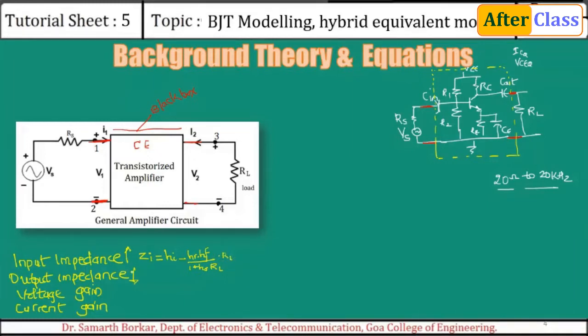Now see, if I want to calculate the input impedance of the circuit, of the amplifier in general, then I need to know these components. Which are the components? HR, HF, H0, and HI. These are the four hybrid parameters I need to know.